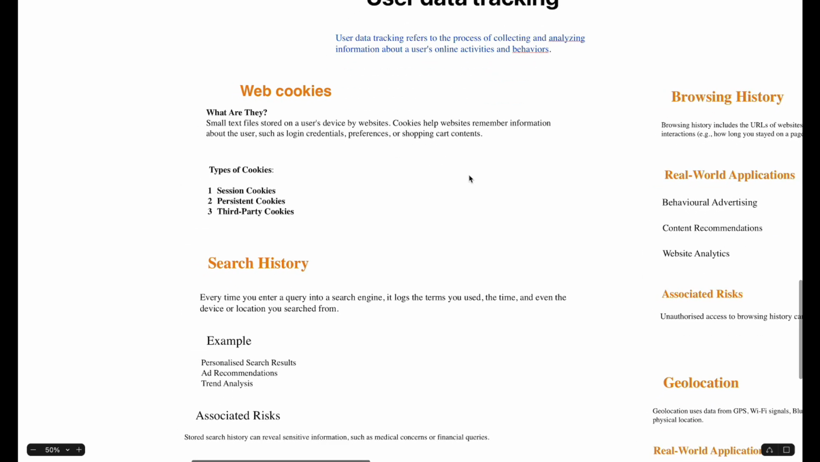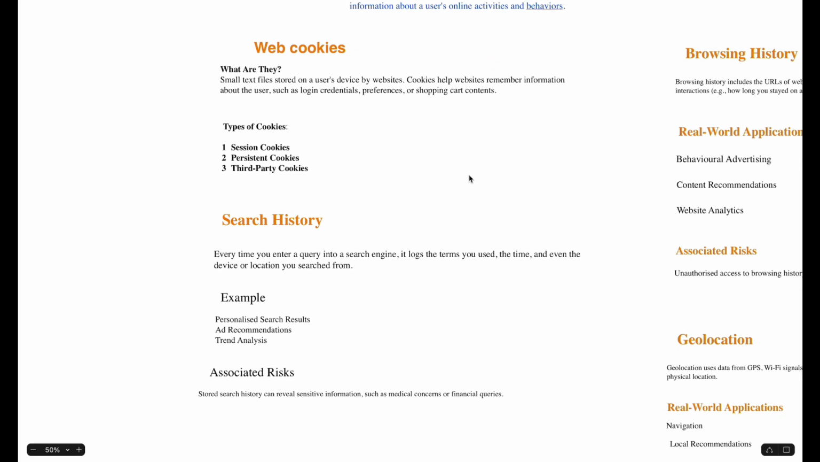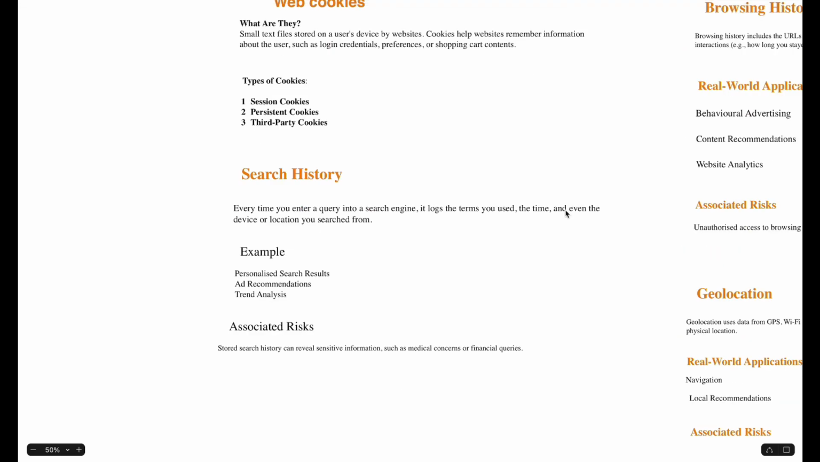And then we have search history. So search history refers to the records of queries entered into search engines like Google, Bing, or some other search engines you have in your country. They store data to refine their service and then deliver personalized results. So they track keywords, search time, device information, and maybe even location during the search. Some real-world applications could be Google ad recommendations and trend analysis. So analysis of aggregate search history helps platforms understand global or regional trends.